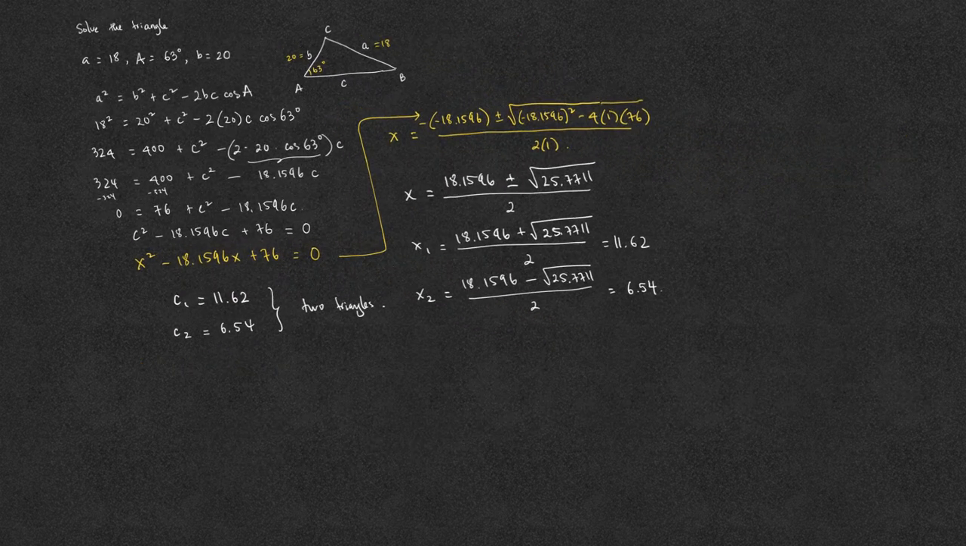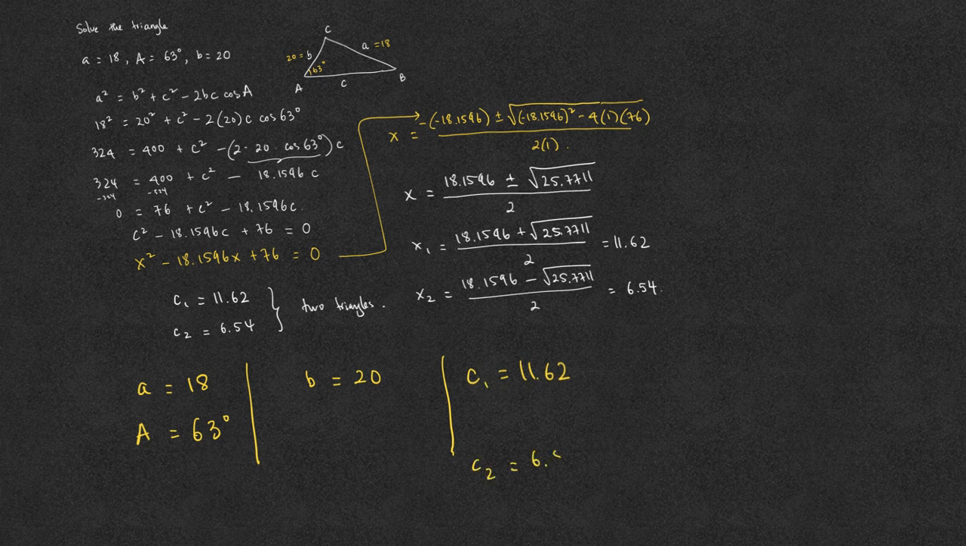So far, we were given that the side a has a length of 18 with the corresponding opposite angle A having a measure of 63 degrees. We were given the lowercase b, 20. We found c, 11.62. But there is another scenario as well, where we found c equals 6.54. So we now have two triangles.